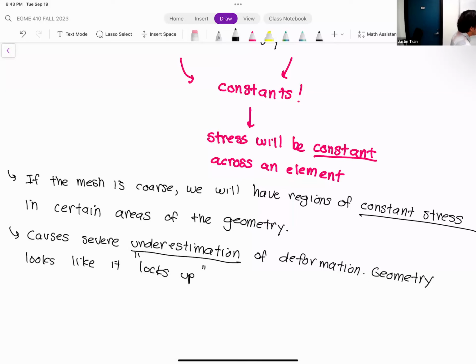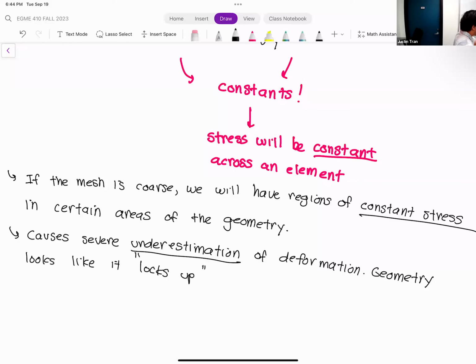And so you don't have this issue when you use quadratic elements, because when you take derivatives of those quadratic terms, you still get a linear function. And so you still get cases where your stress can actually vary within your element, and that alleviates a lot of the issues. But if you have a purely linear element, then when you take derivatives, you get a constant, and that can cause this issue.